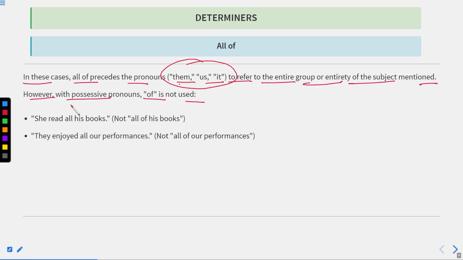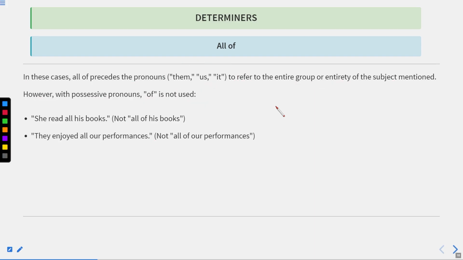However, it can also be used. It is not a firm or hard and fast rule that it cannot be used. It can be used. She read all his books, not all of his books. They enjoyed all our performances. We can also use all of my colleagues, but a better phrase can be all my colleagues.